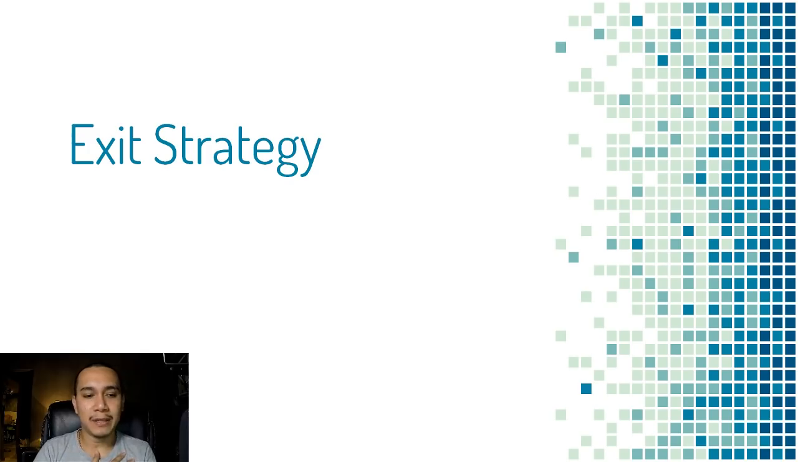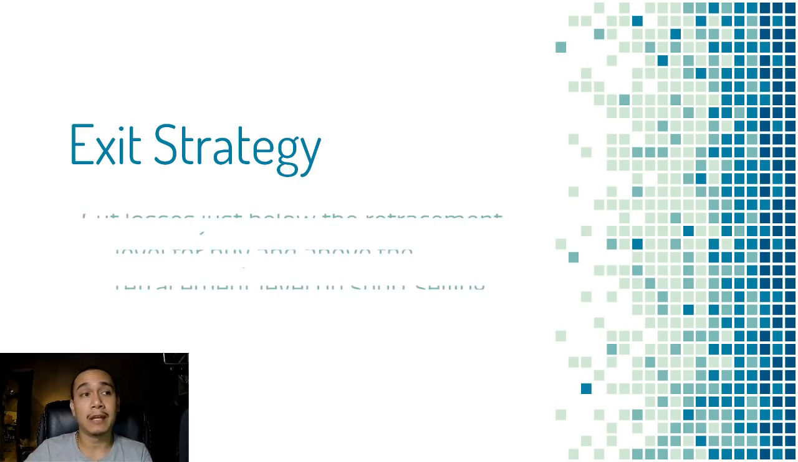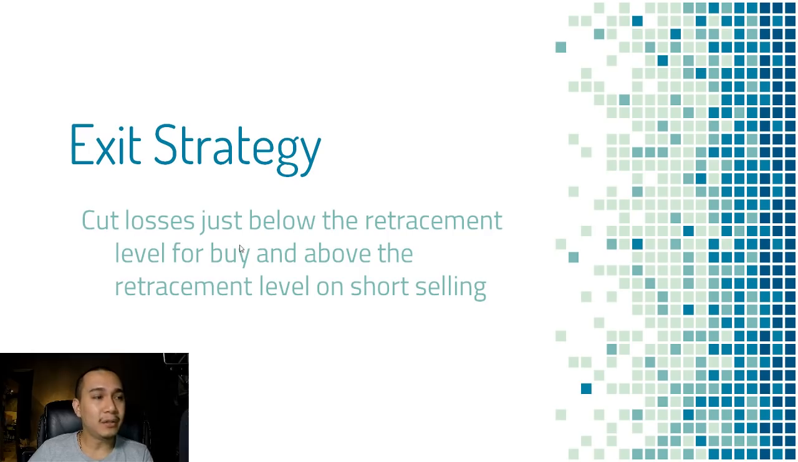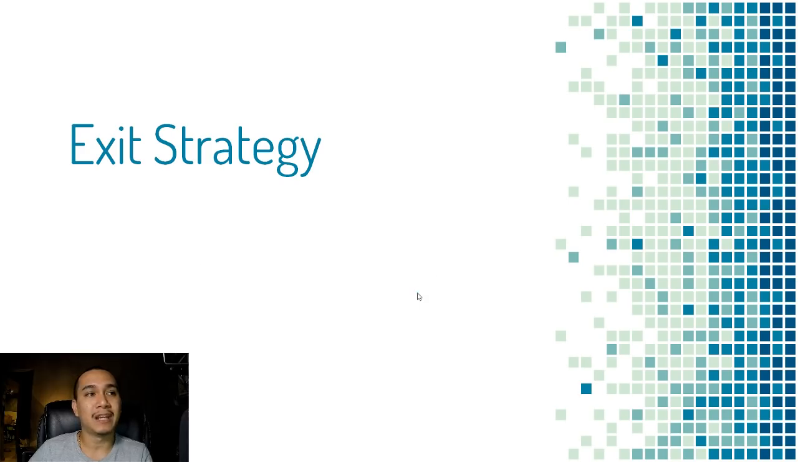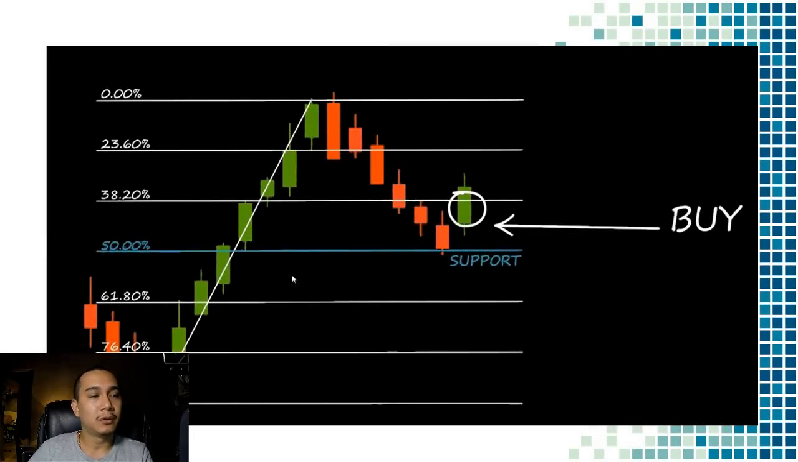I always teach my students to have an exit plan. And so I'm going to teach you how you place an exit strategy if you use Fibonacci retracements, right? Cut your losses just below the retracement level for a buy position and above the retracement level on a short selling position. So let me go to the previous slide. So right here, if you enter here, you put your cut loss. You always have a cut loss because this is for trading purposes, okay? You don't use this if you're an investor.